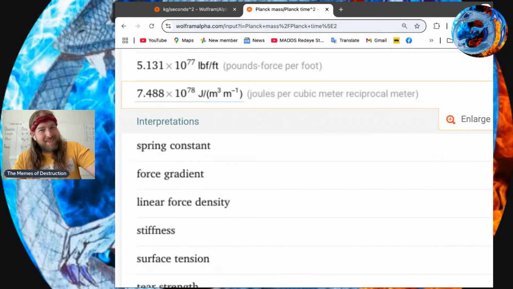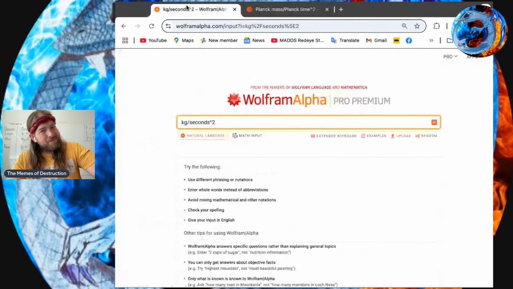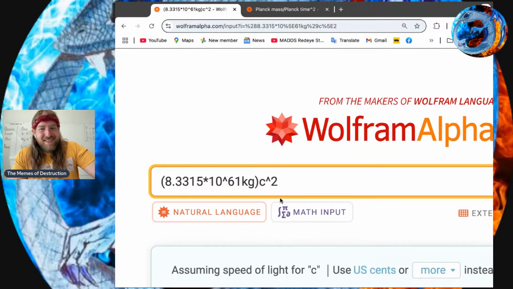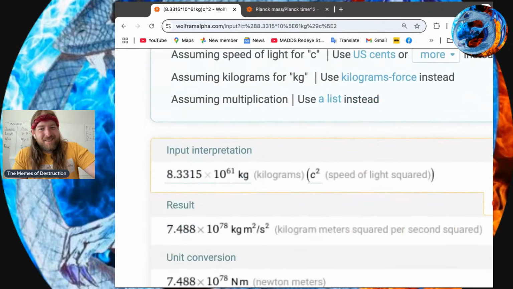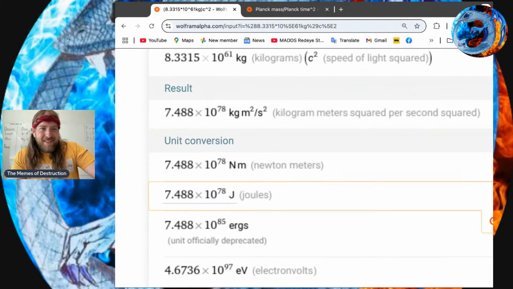Wait a second. Spring constant. Why does this number look so familiar? 7.488 times 10 to the 78. Well, my friends, let's take our mass and convert it to energy now, shall we? What happens? Huh. That seems odd.